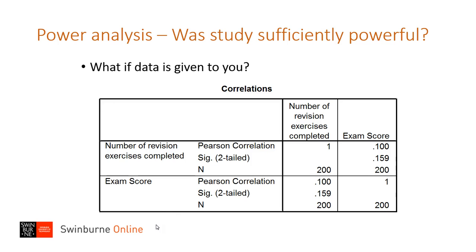So what if the data has already been given to you? We've already collected the data and we want to know in retrospect, was there sufficient power? So we find the correlation is not significant, and we need to decide whether this is because there is insufficient evidence, the sample doesn't tell us enough about the population, or whether there's a minimal relationship in the population to detect in the first place. So the only bit of information we need is the sample size, which in this case is 200. So again, we go to the power tables in the back of our book.